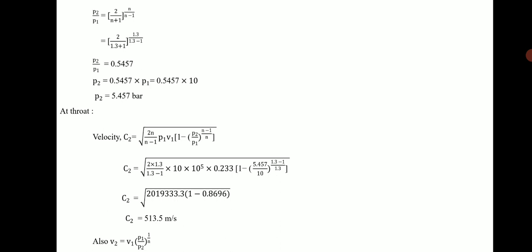At the throat, the velocity C2 is equal to, we know the formula, root of 2n divided by n minus 1 into P1 V1 in the whole bracket, 1 minus (P2 by P1) the whole to the power n minus 1 by n. Then we substitute all the values and get C2 is equal to 513.5 meter per second. Then we know the specific volume formula: small v2 is equal to small v1 into (p1 divided by p2) the whole to the power 1 by n. Substituting the values, the specific volume v2 is equal to 0.713 meter cube per kg.